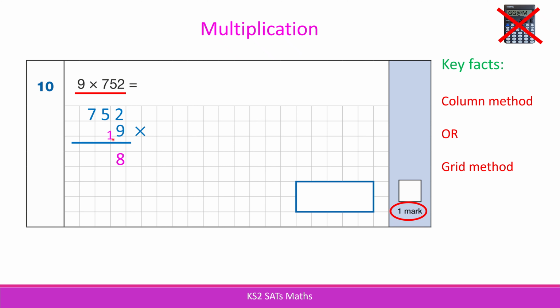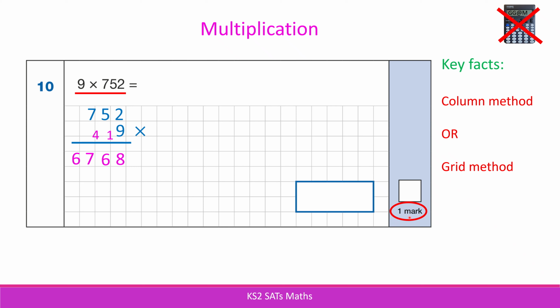Now it doesn't matter where you carry a 1, whether you carry it above the line or whether it goes below the line. You get exactly the same result. Then 9 times 5 is 45 plus the 1 gives you 46. So we're going to carry the 4 and put the 6 underneath. Then 9 times 7 is 63. Plus the 4 gives us 67. So our answer is 6,768. So that is using the column method.